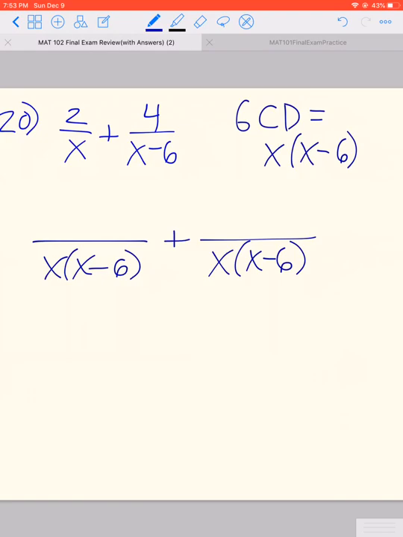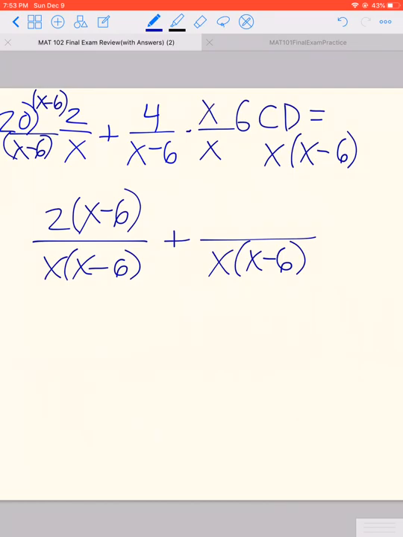For the first fraction, I'm missing a factor of x minus 6, so I have to multiply top and bottom by x minus 6. So we're going to have a 2 times x minus 6 in the numerator. For the second fraction, it was missing a factor of x in the denominator to get to the GCD. So I have to multiply top and bottom by x. That'll give us 4x over x times x minus 6.